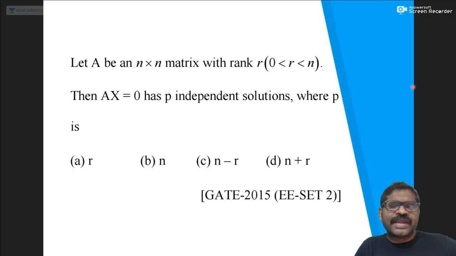Observe. Matrix A n cross n with rank R.